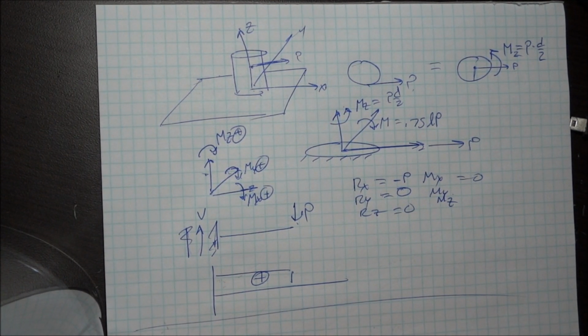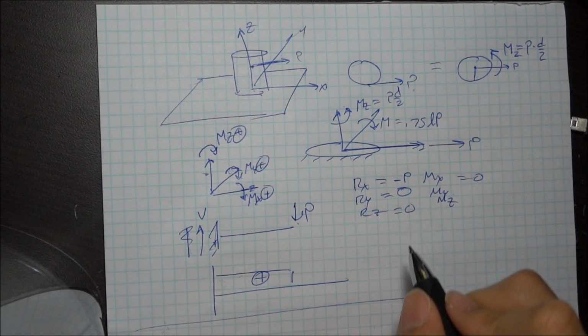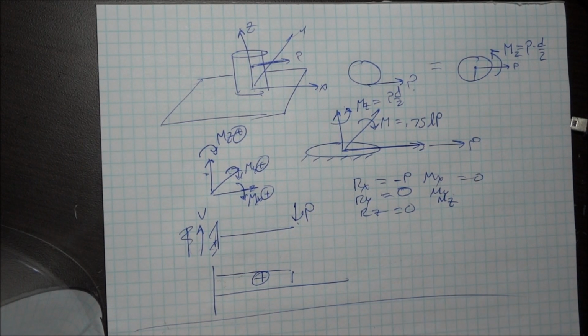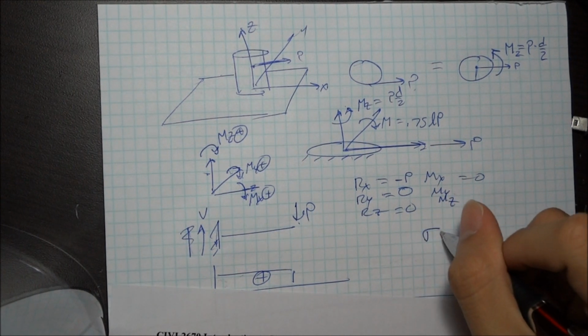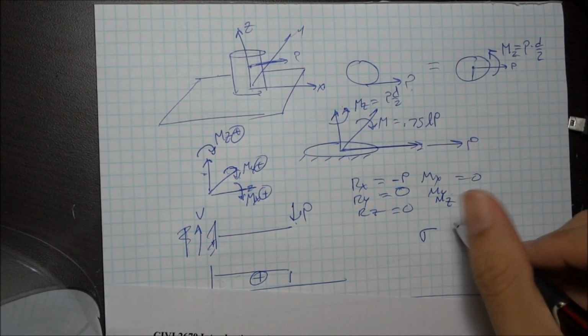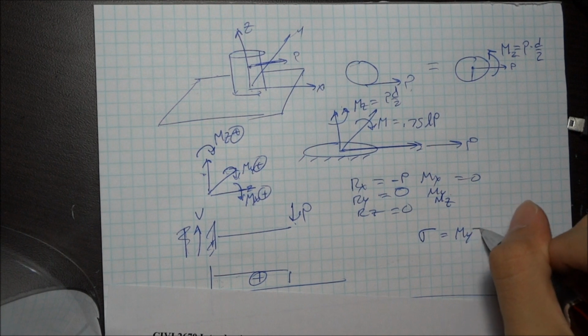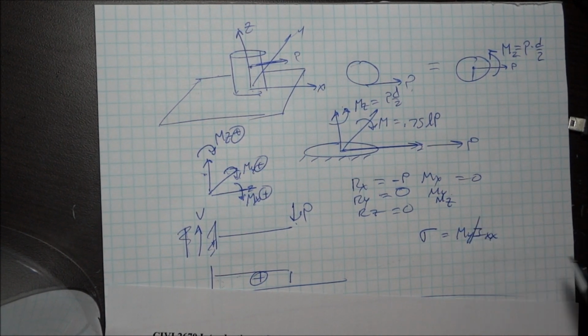Okay. Keep in mind that your formulas call for two different kinds of moments. This moment, sigma, is your normal stresses. So this is your stress due to bending.